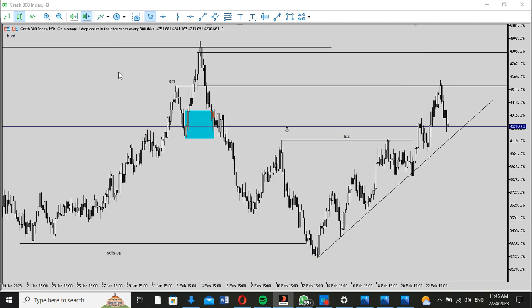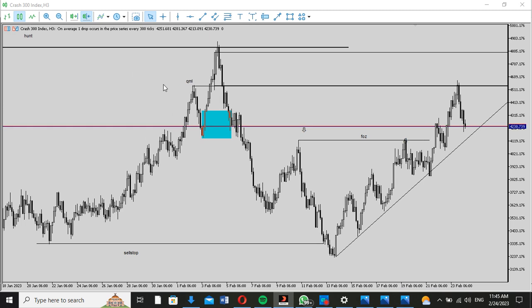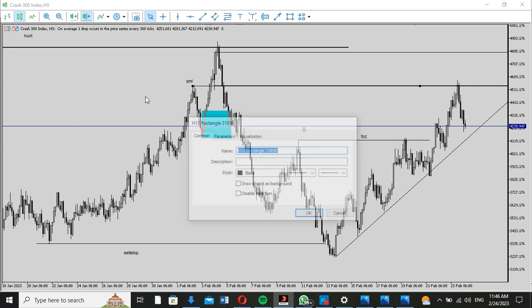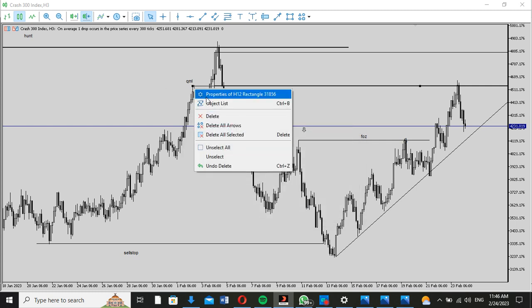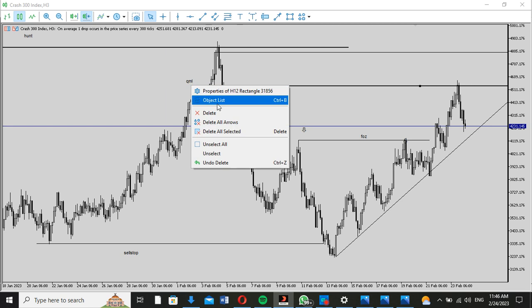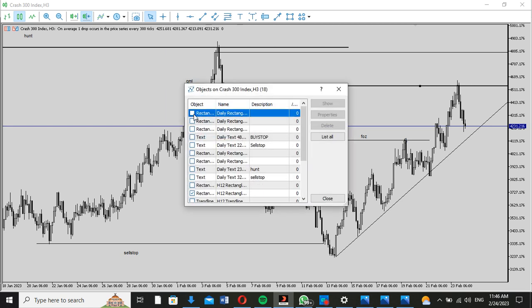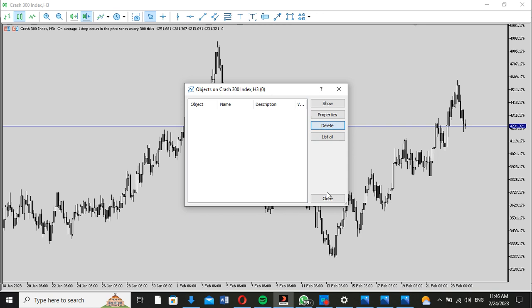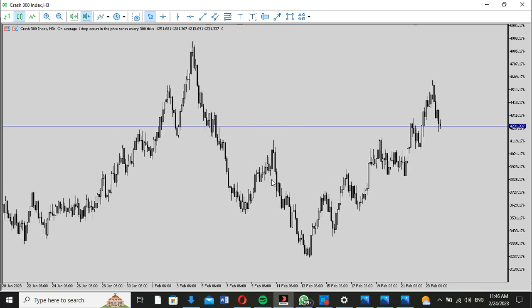I'm going to explain the chart and show you how I did the analysis. I'm just going to brief it. All right, so I'm going to delete every drawing that I did here. Sorry about that. I'm going to my object list and deleting all. So now I'm going to explain this analysis and setup.